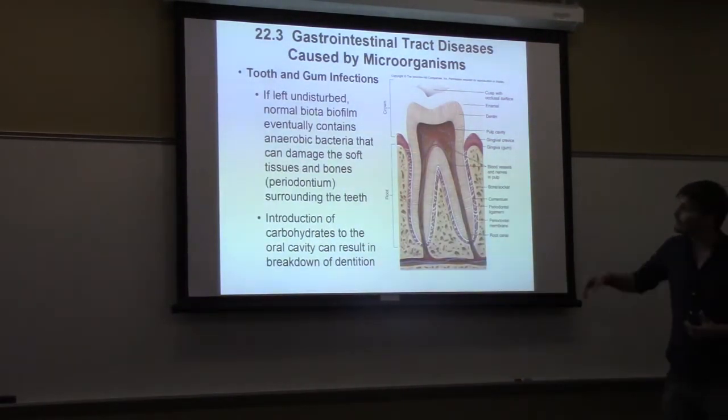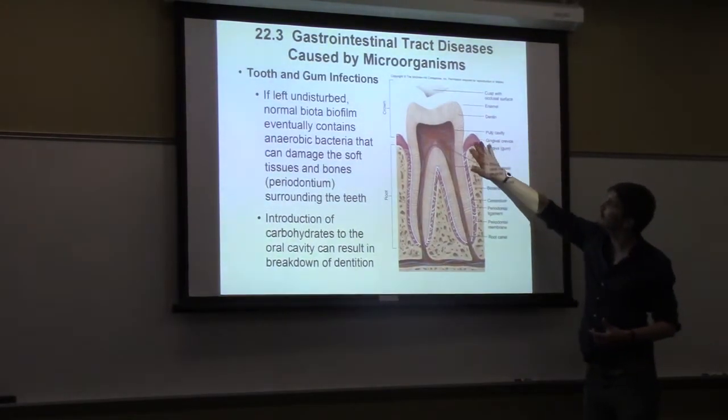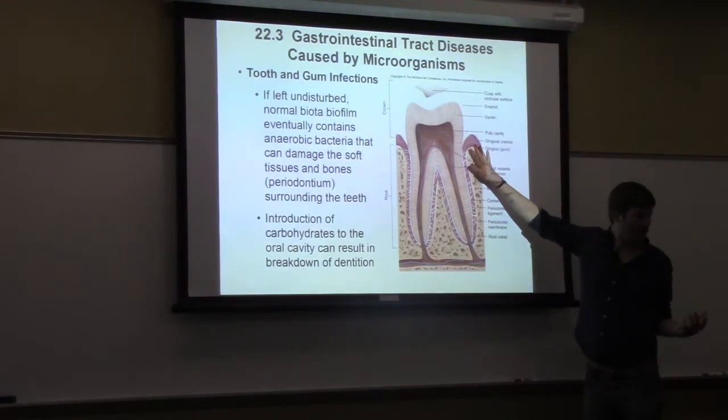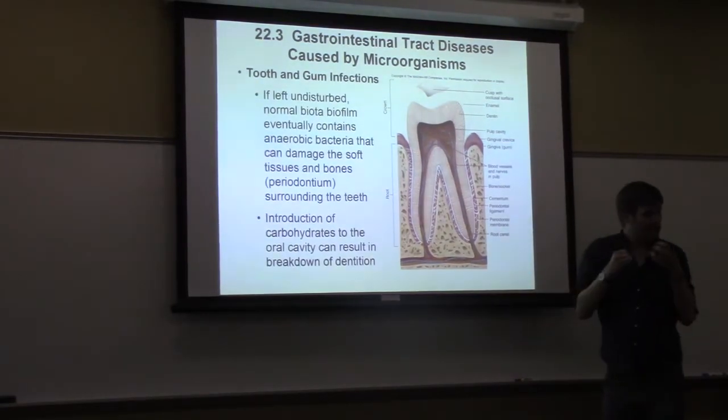Now the teeth are held in place by a periodontum, which is basically tissue and bones. The tissue is known as the gingiva or the gums. And so the gingiva hold it in place, and then the bone around it keeps it solid.